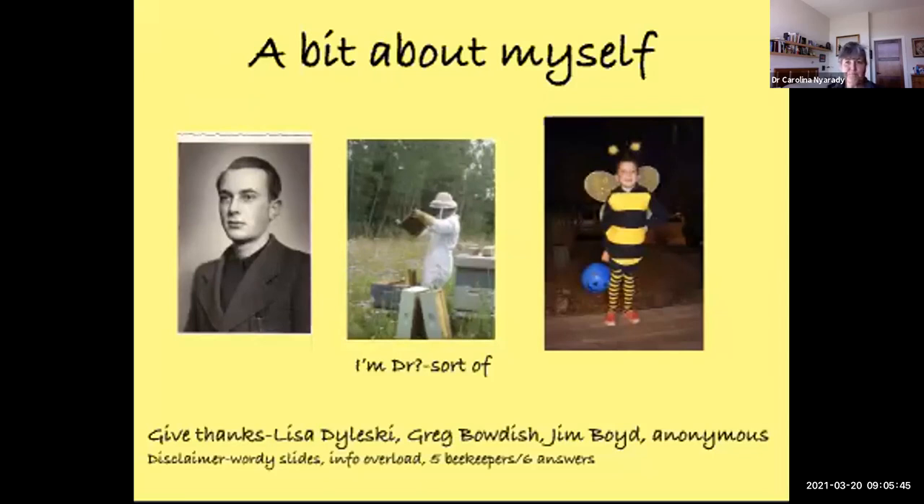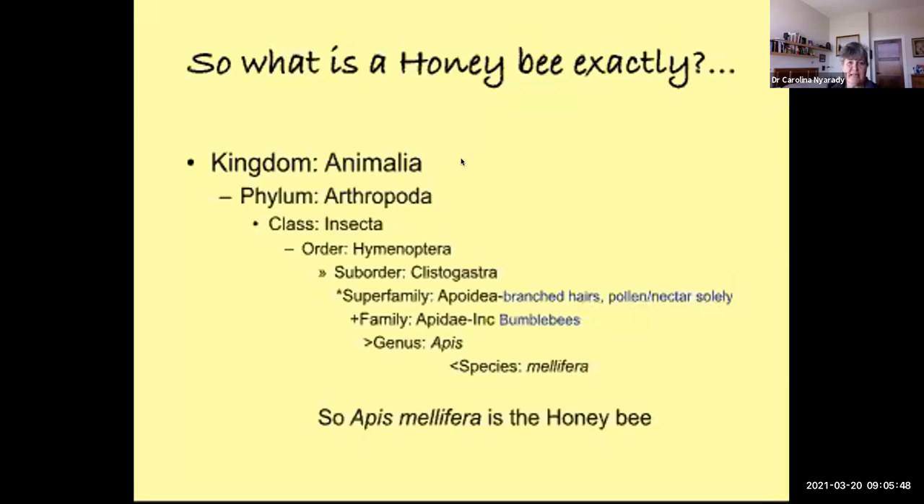Let's start at the beginning. So what is a honeybee exactly? If you look at how they're classified, of course, they're animals, they're arthropods, they fall under the insect category. And as you keep going down the classification, kingdom, phylum, class, you finally end up with the honeybee falling under the genus Apis and the species mellifera. And so a common naming that you'll always see for European honeybees is Apis M, which of course stands for Apis mellifera.